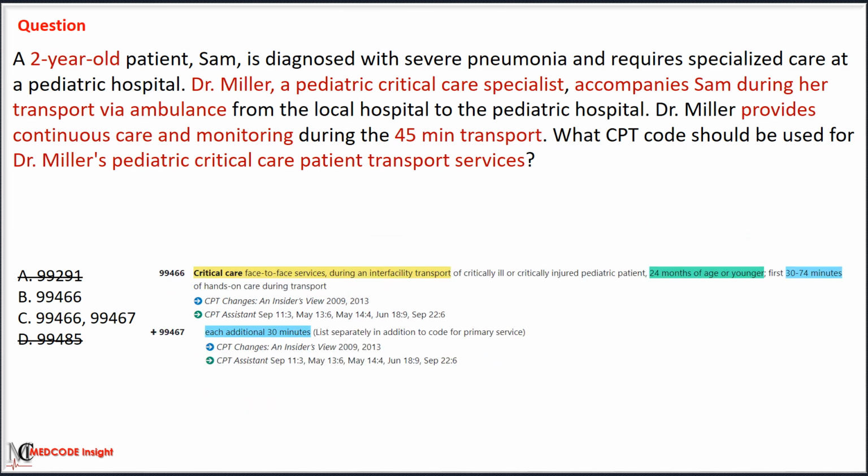Both option B and C are used to report the physical attendance and direct face-to-face care by the physician during the interfacility transport of a critically ill or critically injured pediatric patient. In the given scenario, Dr. Miller provides continuous care and monitoring during the 45 minutes of transport. We will also eliminate option C because the code 99466 is used for the first 30 to 74 minutes. For each additional 30 minutes, the add-on code 99467 should be reported. Therefore, the correct option is option B with the code 99466.